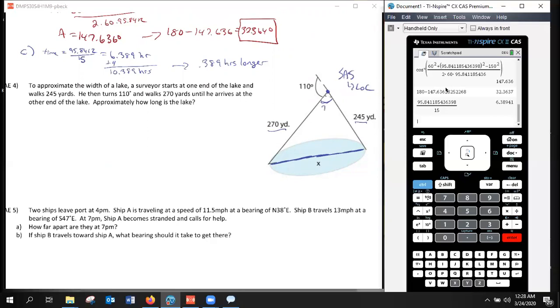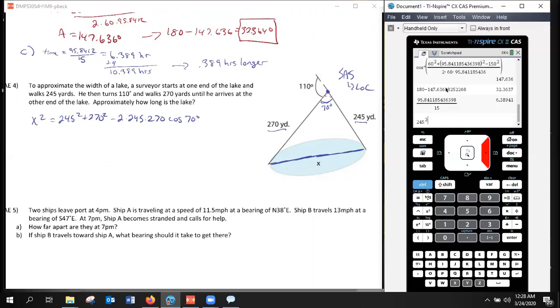What is that included angle in between? 70 degrees. So this one is going to be a fairly straightforward problem. In order for us to find x squared, that would be the other two sides squared, 245 squared plus 270 squared, minus 2 times 245 times 270, cosine of 70 degrees. Throw that in the calculator. So 245 squared plus 270 squared minus 2 times 245 times 270, cosine of 70 degrees.